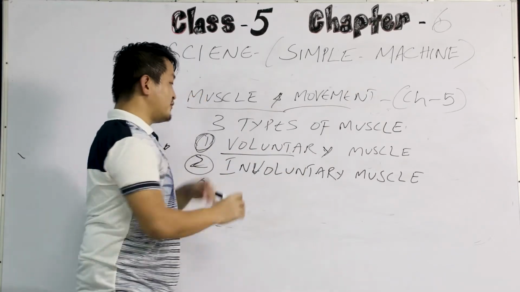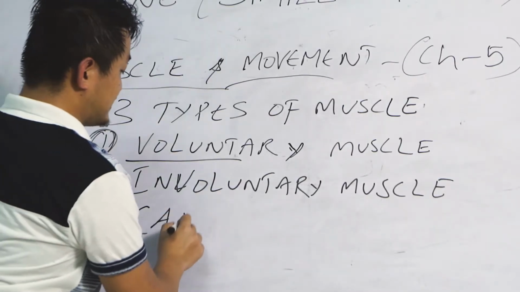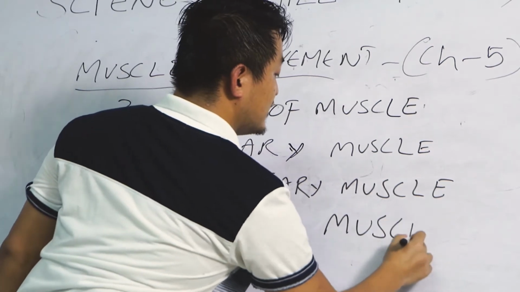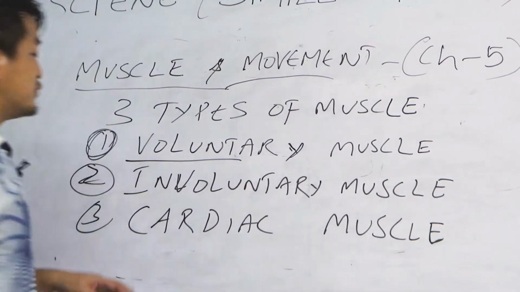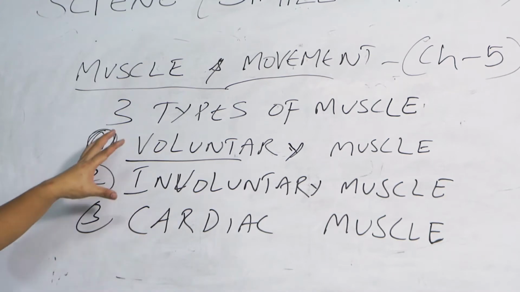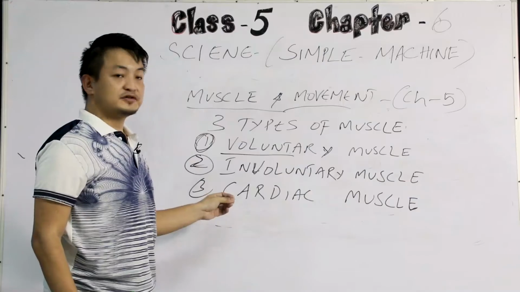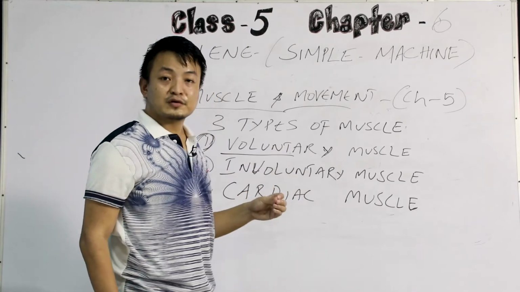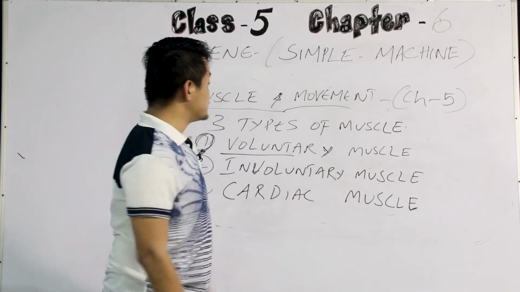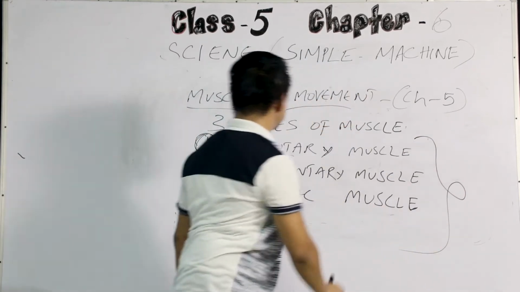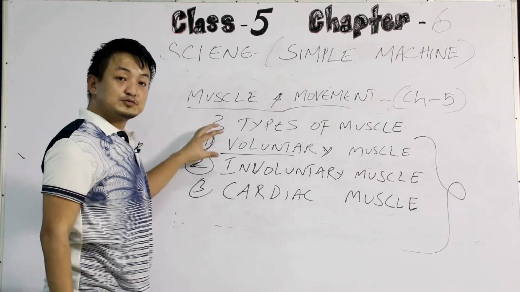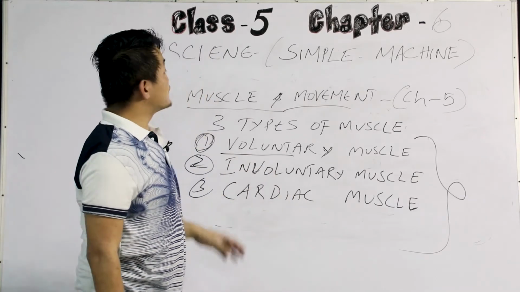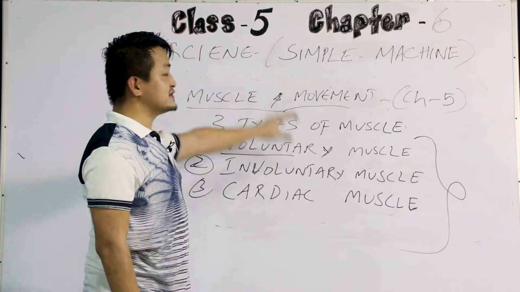And the last type of muscle will be cardiac muscle. Though this one looks like a voluntary muscle, this is an involuntary muscle. This cardiac muscle is also not in our control. So you keep these three types of muscle. You can note this one down, and that comes to the end of this chapter. Clear? So we will begin with our new chapter, that is simple machine.